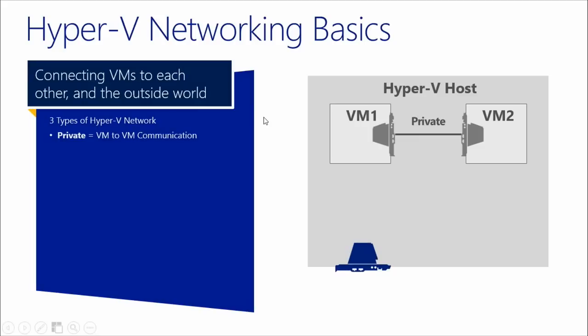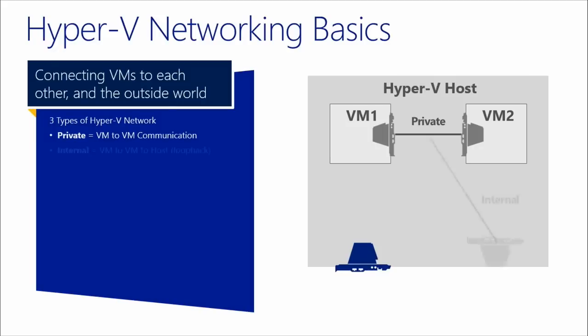VM1, VM2 on the slide, running on that Hyper-V host. Private effectively just allows VMs on the same private network to communicate. So VM1, VM2, VM3, VM4, all on the same host. As soon as you move one of those VMs to another host, it can no longer communicate on that same private network. It's a host-specific VM to VM communication mechanism.